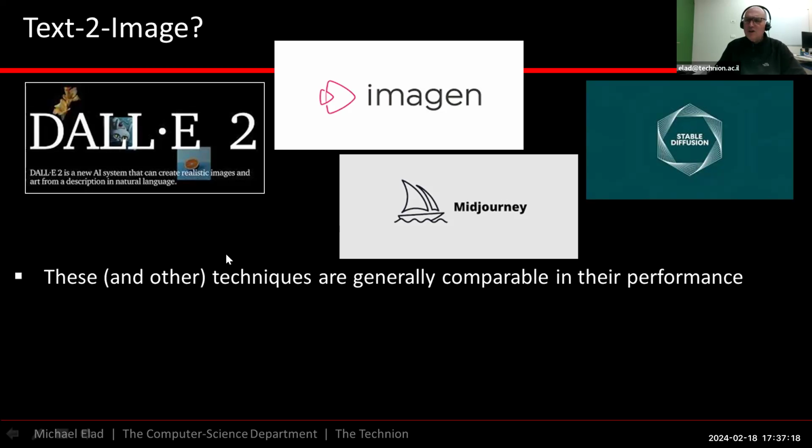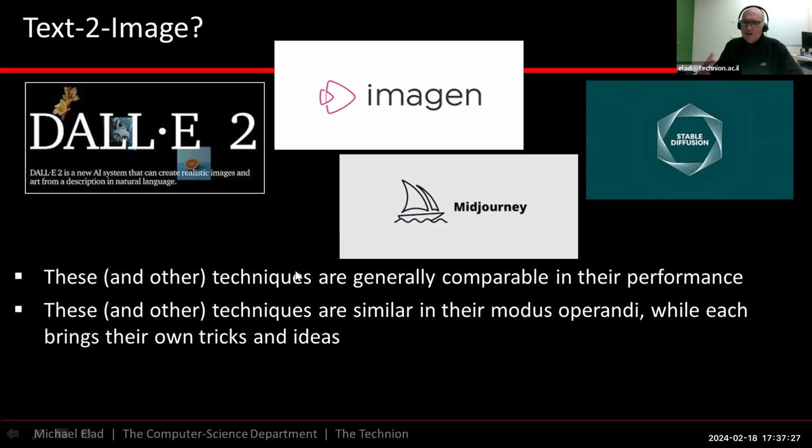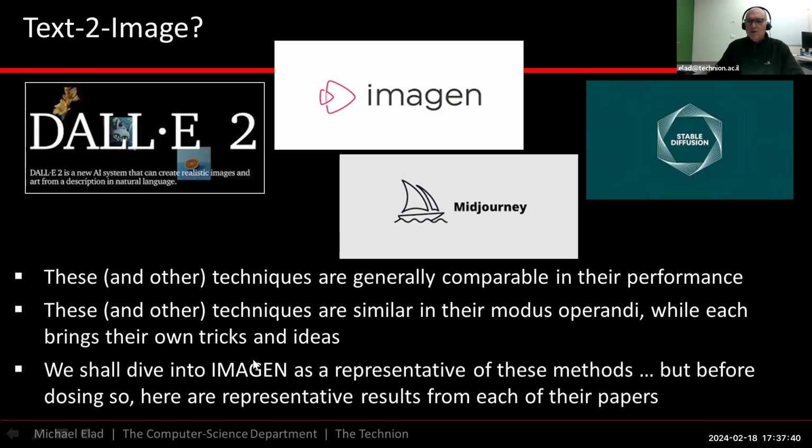All these algorithms are generally very similar. They're all based on diffusion of the sort we have seen, with conditioning of the sort I'll show you in a minute. And yes, there are many, many delicate differences, and of course, the training data. The training data, you have to understand, is everything. If you have larger training data, and you have higher computing power, you can get better and better results. Again, we will dive into Imagen in order to give you a glimpse into what such a method creates. But just before going there, let me show you the kind of images you can expect to see.